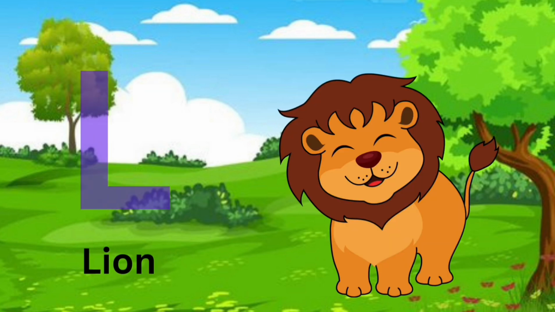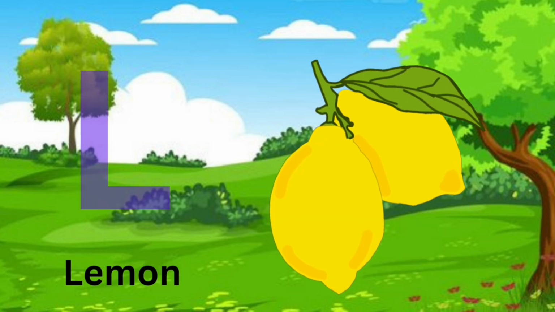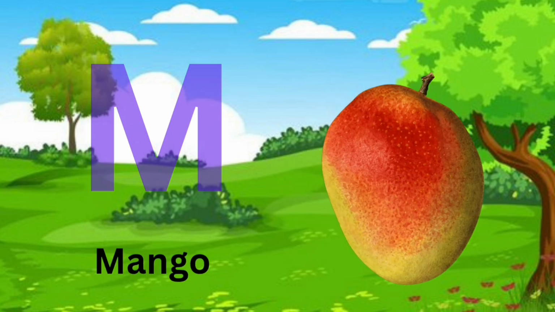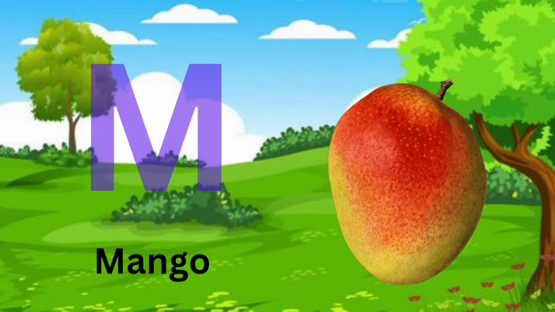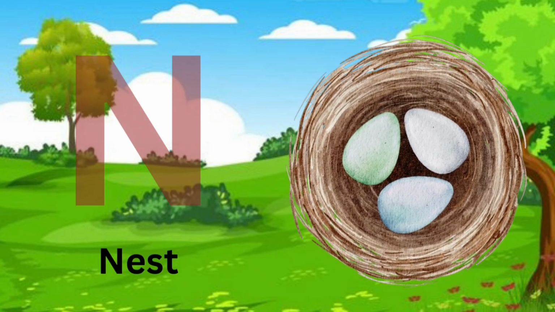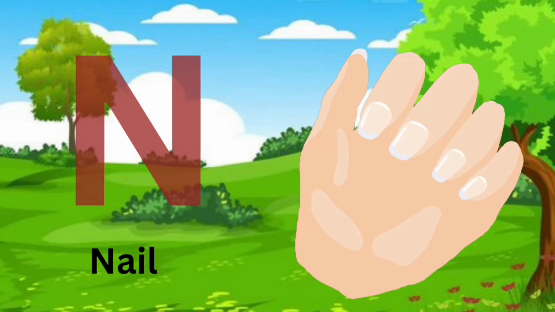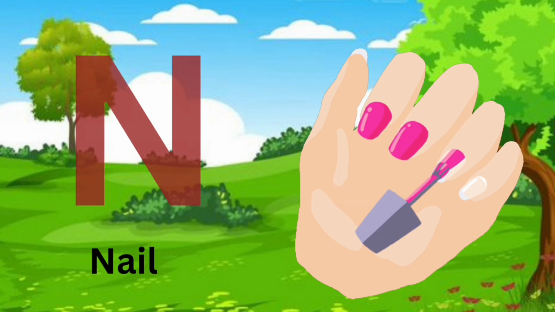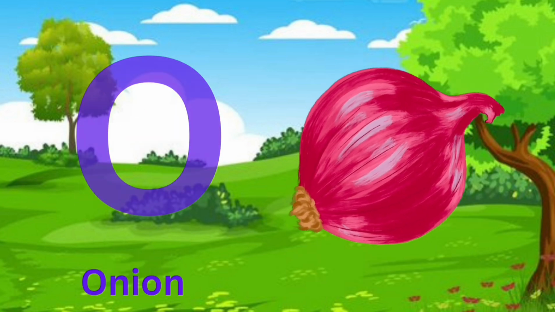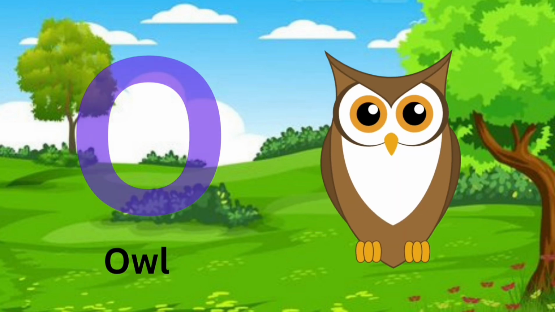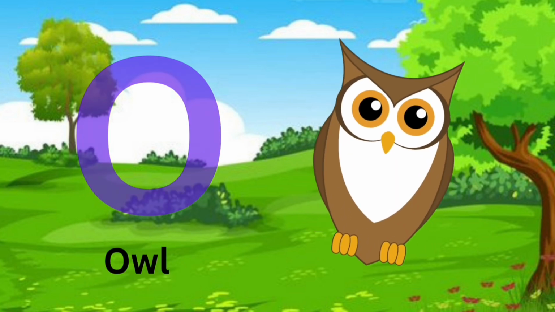L for lion. L for lemon. M for mango. N for nest. N for nail. O for onion. O for owl.